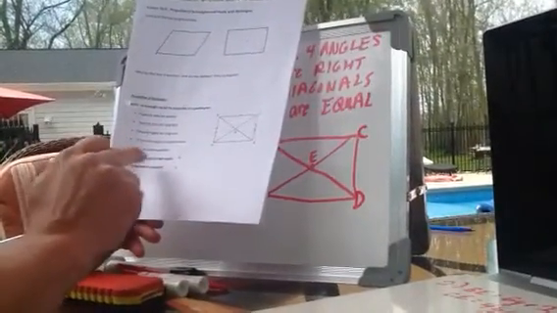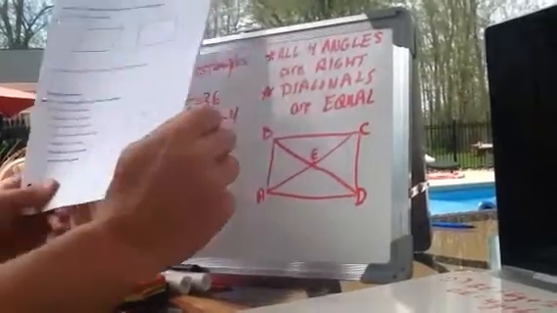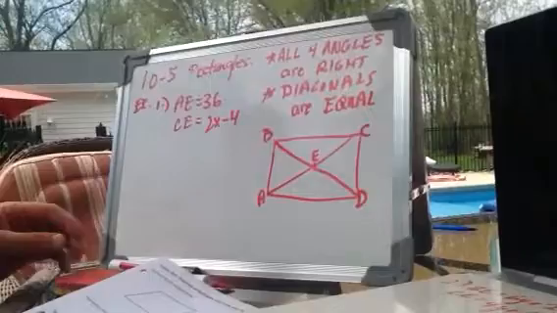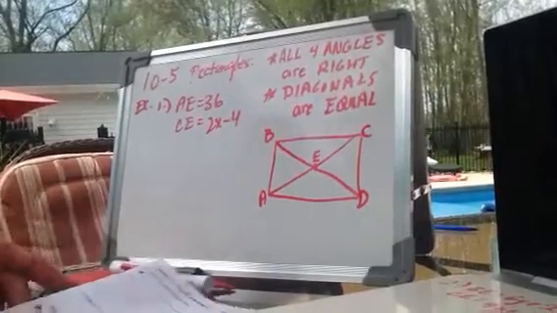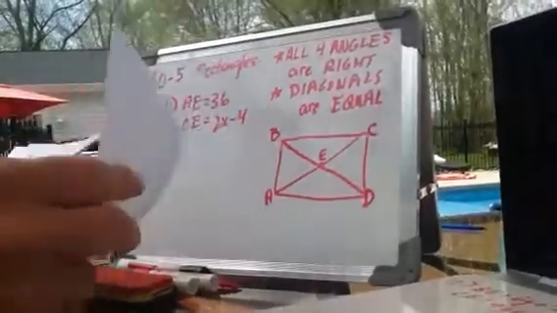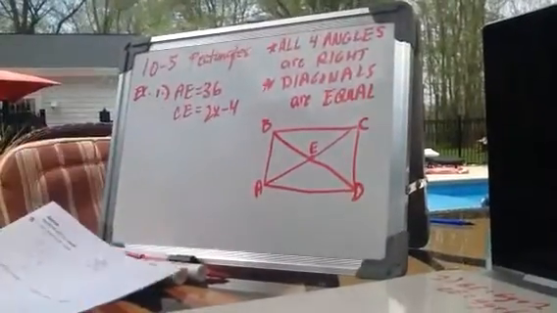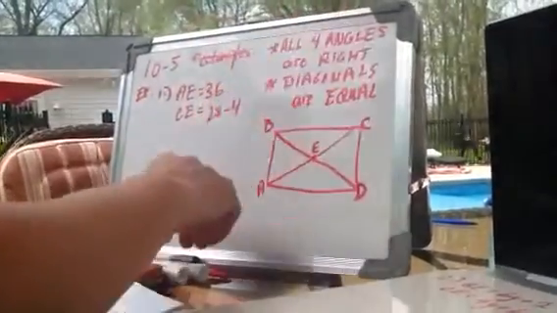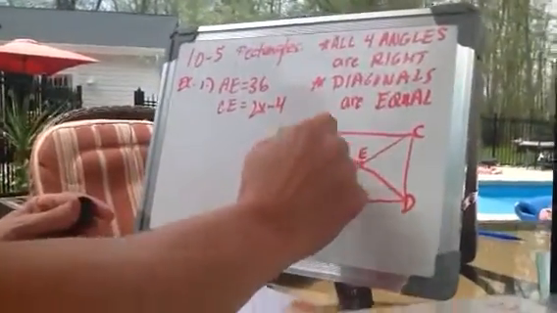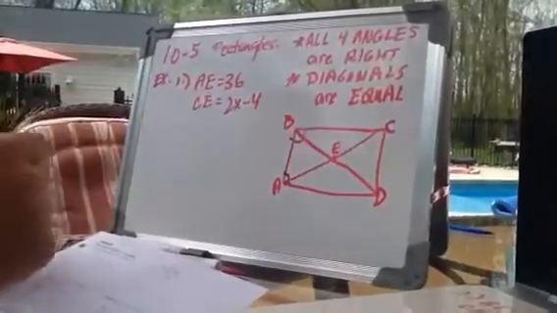Now, unique to the rectangle is all four angles are right, which means they are 90 degrees. And the other thing is that the diagonals are equal. So how's that, Mace? Everything look all right? Yeah. Okay, so that's all we have to know, and nothing earth-shattering there. So these are right angles, and then BD and AC are equal to each other.